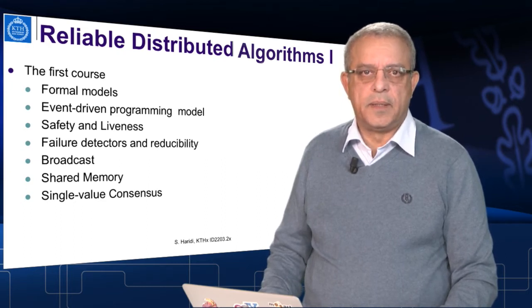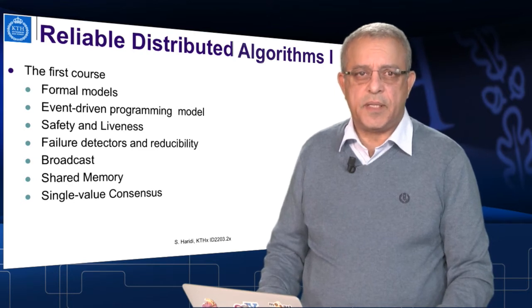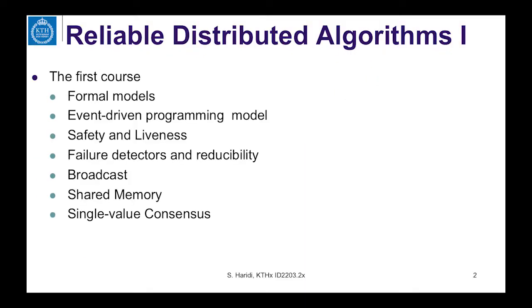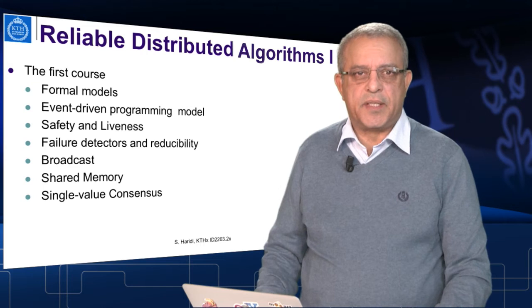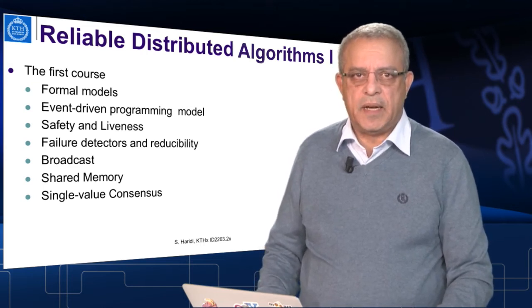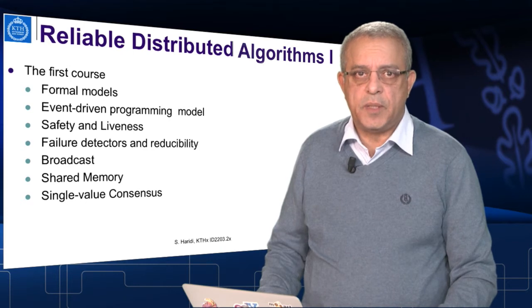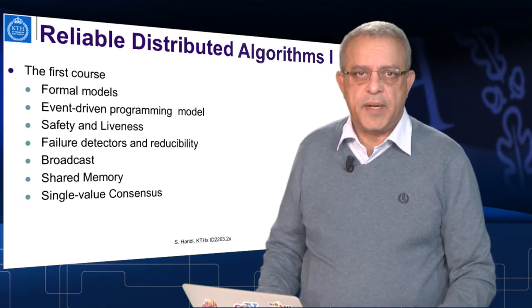These included formal models of asynchronous distributed systems, the event-driven programming model we needed for expressing distributed algorithms, and how to specify distributed abstractions in terms of safety and liveness properties. We also introduced the concepts of failure detectors and reducibility and equivalence between various distributed abstractions.